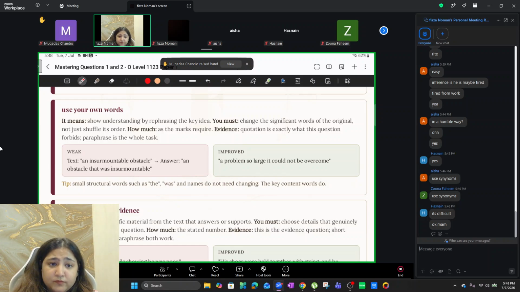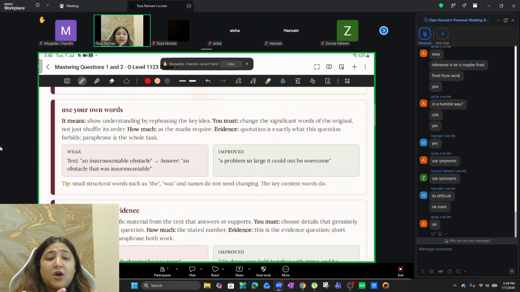Okay बच्चों, do we understand? We just have to show the examiner that we are capable of using our own words and we are proficient in the language, that we can do this without copy pasting. Does that make sense?